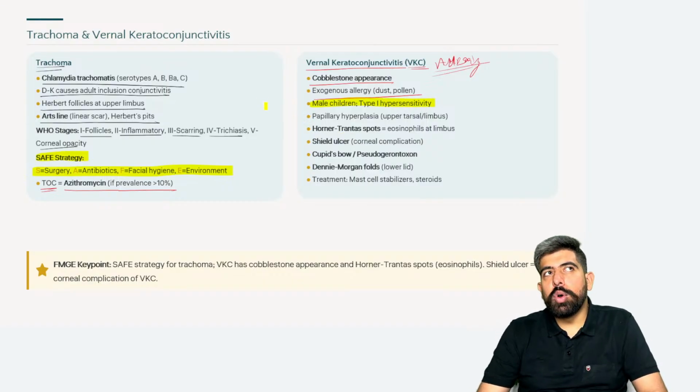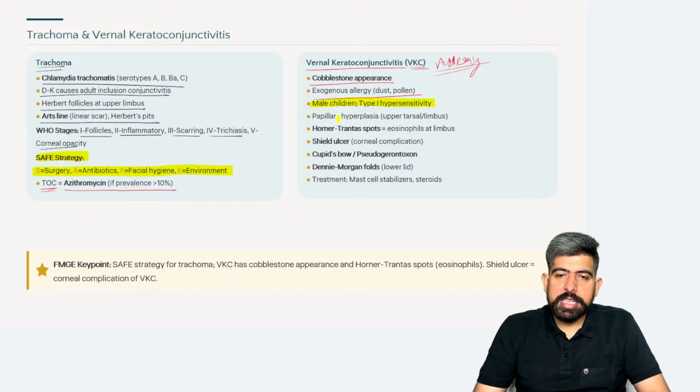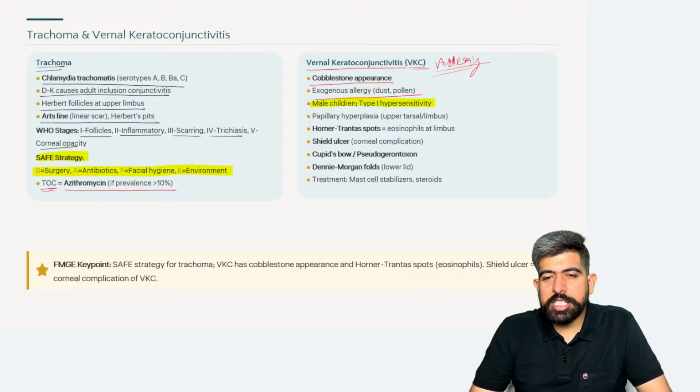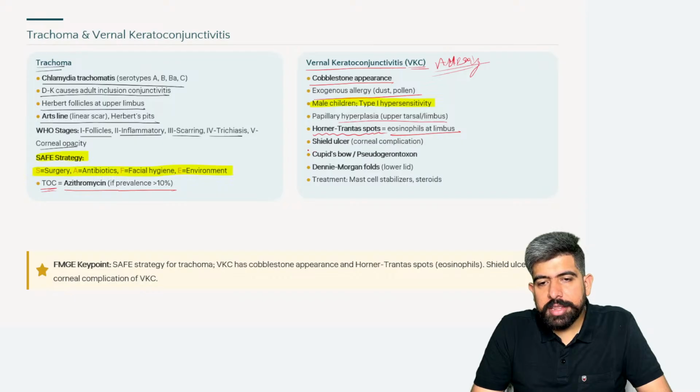So VKC is more commonly involved in males, not females. Also, the patient has papillary hyperplasia in the upper tarsal conjunctiva. Also, the patient has Horner-Trantas spots, HT spots, where eosinophils accumulate at the limbus. And there can be a shield ulcer, which is a corneal complication.